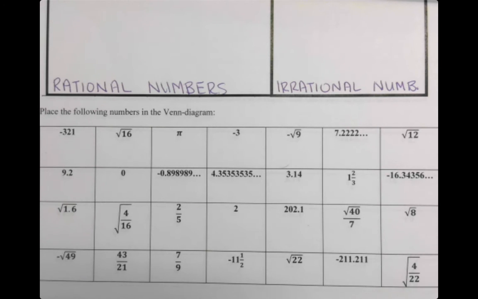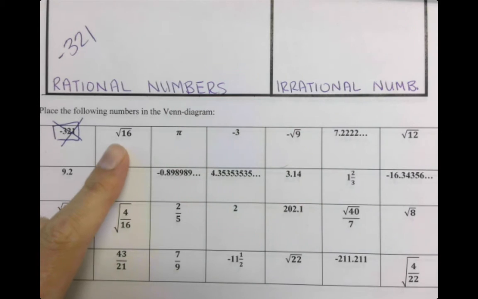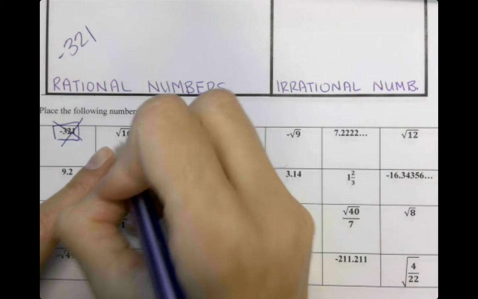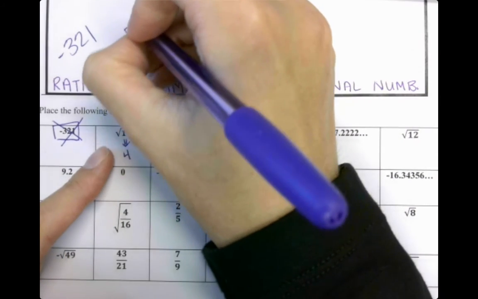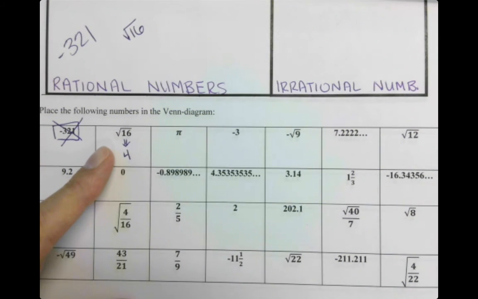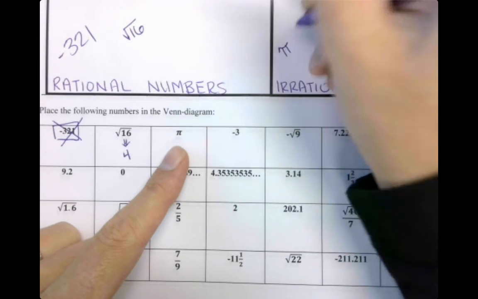All right, so we're not going to do all of these probably, but we'll go through a few. So I'm going to look at the first one, negative 321. Well, it doesn't have any decimal that I see, which means it's terminating. So negative 321 would go into rational. The square root of 16, we looked at this before. We're going to use our calculator or use our brain, and the square root of 16 equals 4. Awesome job. So again, that's a perfect square. We talked about pi. It is a number that never repeats and never terminates. So pi will go here.